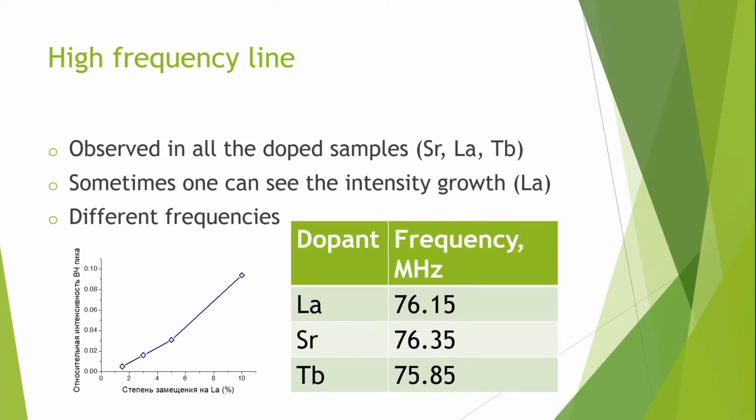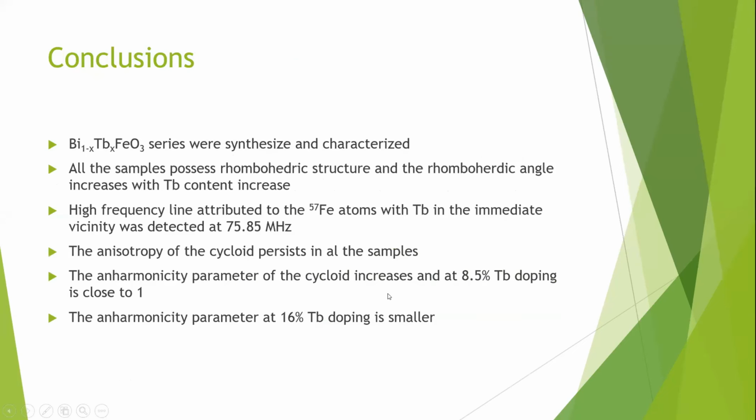So maybe it tells us that the terbium is not just scattered in the sample, maybe it's clusterized, but that is very arguable. And we see this high frequency line in different series at different frequencies. For lanthanum, it's 76.15. For strontium, it's 76.35. And for terbium, it's the smallest high frequency line, 75.85. These are the conclusions we've made during our work. It's not finished. We have a lot more to investigate.